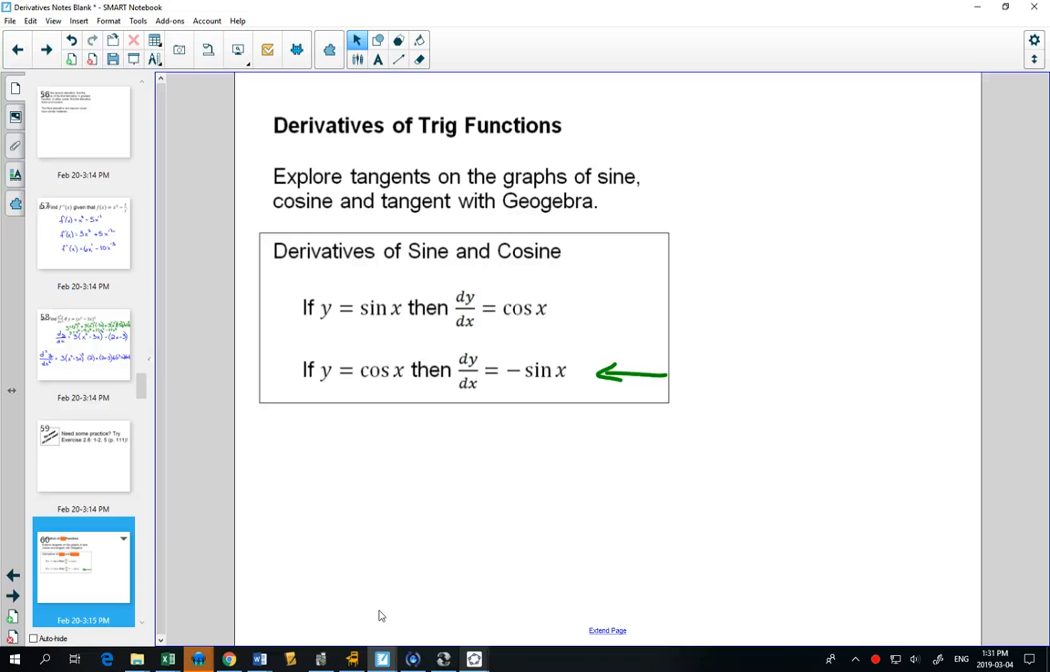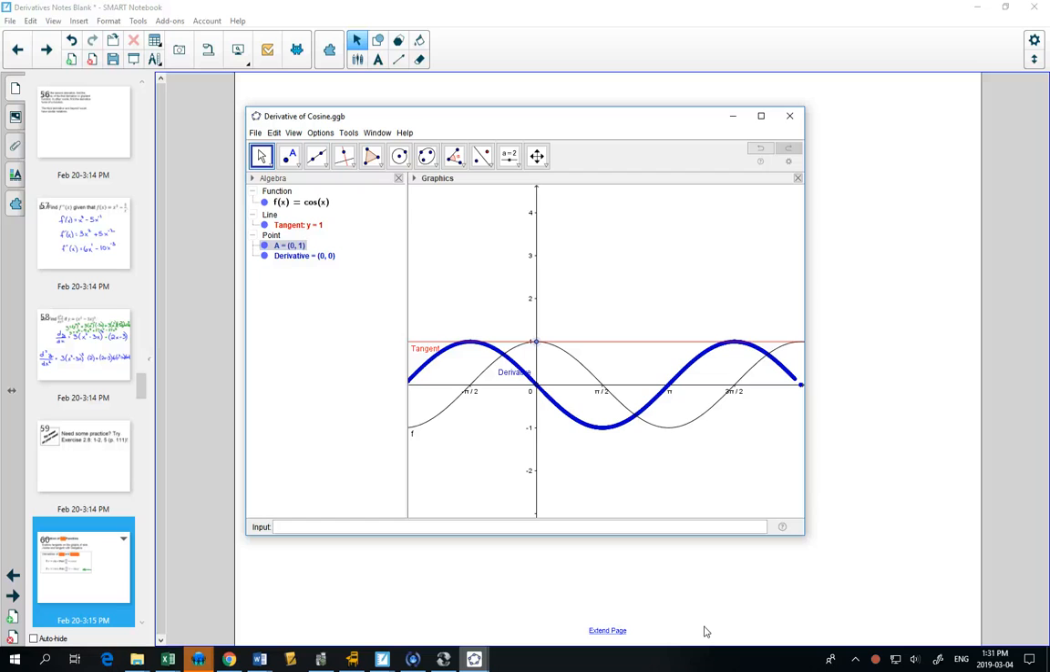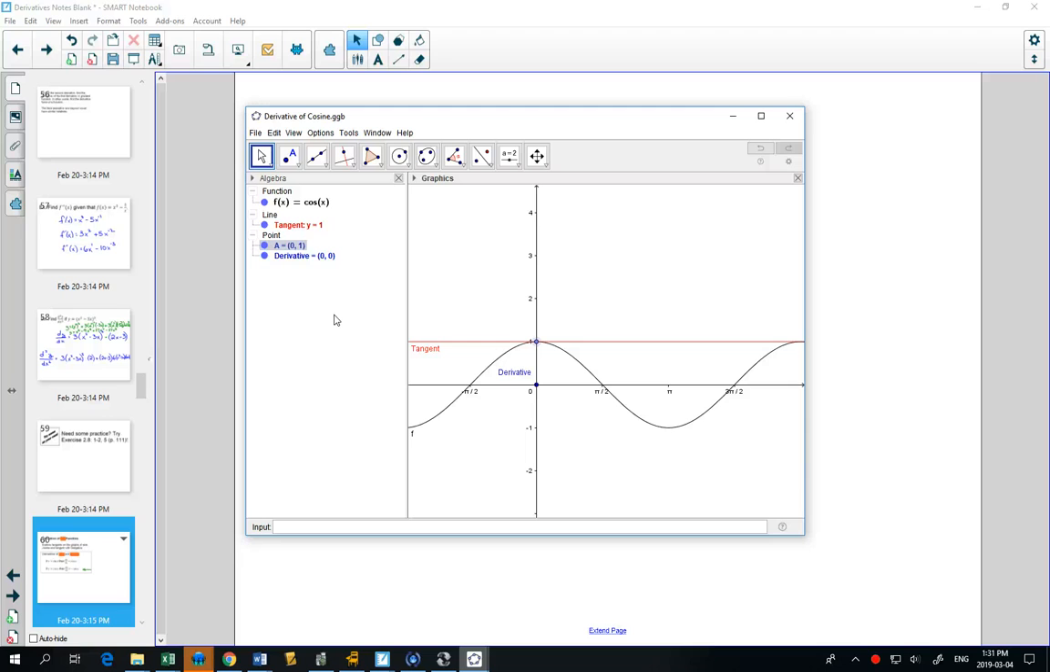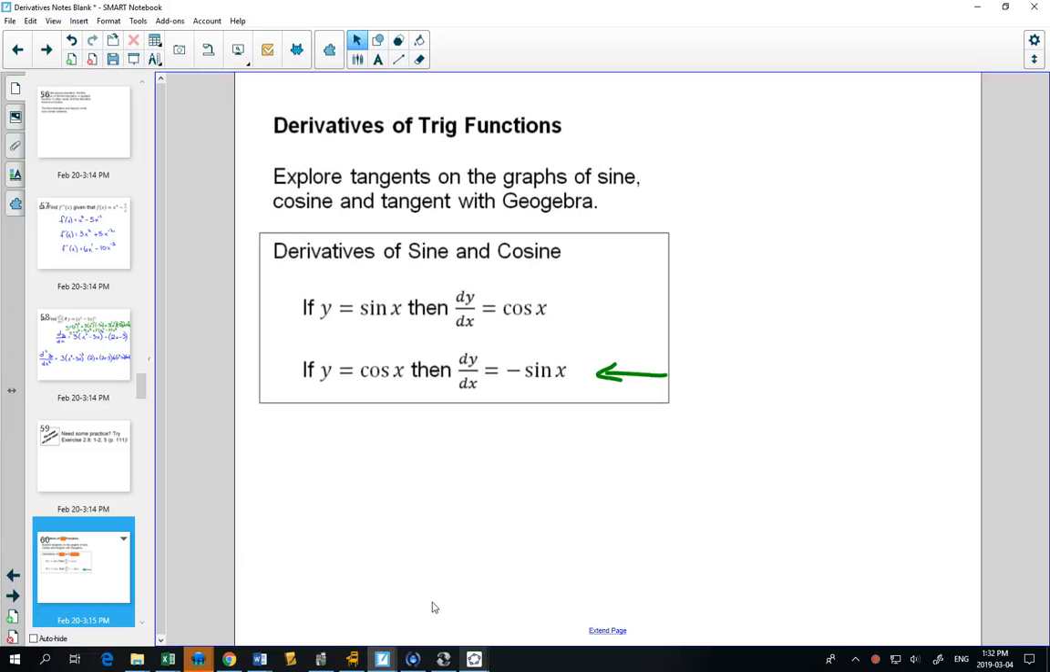If I think about my cos graph, so if I go back to my cos graph, start it again. If I go to the right away, what happens to my tangents? They go negative right away. So because my tangents go negative right away, that helps me remember that my derivative of cos is negative sine. So thinking about the graphs and what's actually happening with those tangents can be a way for you to remember the derivative of sine is positive cos, and the derivative of cos is negative sine.